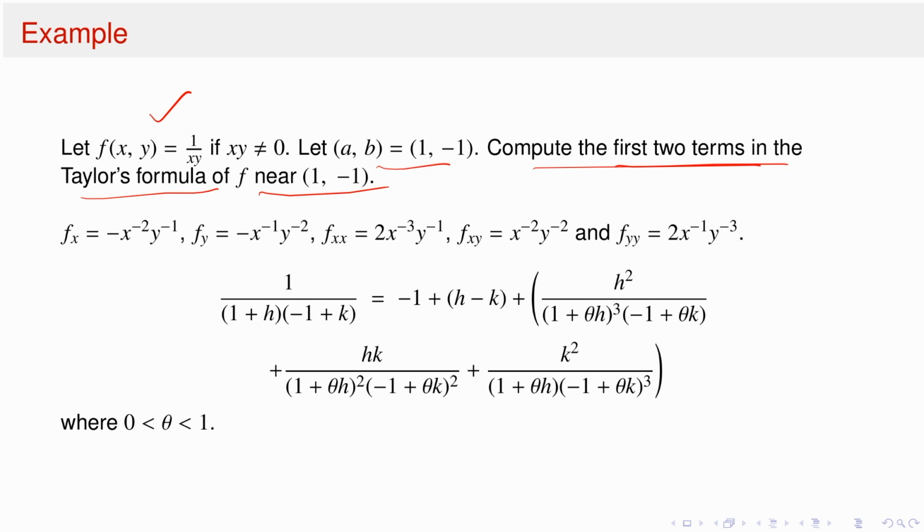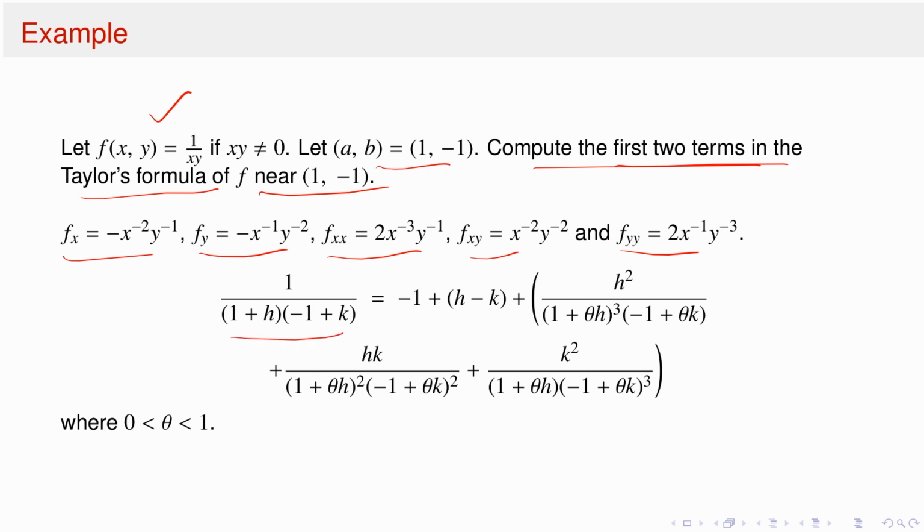So if you just calculate f_x at the point (x, y), keeping y fixed, you just take the derivative with respect to the x variable. You will end up with minus x to the power minus 2 y to the power minus 1. f_y you can easily calculate: minus x to the power minus 1 times y to the minus 2. Again, you can calculate f_xx, f_xy, f_yy. f_xy will be the same as f_yx because the partial derivatives exist and they are continuous, since xy is non-zero. So now you can have the expression in terms of Taylor's formula, Taylor's theorem.